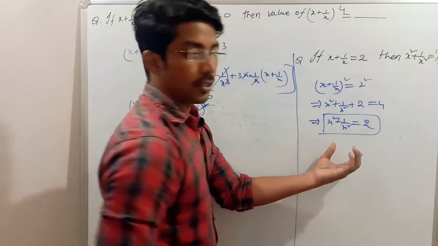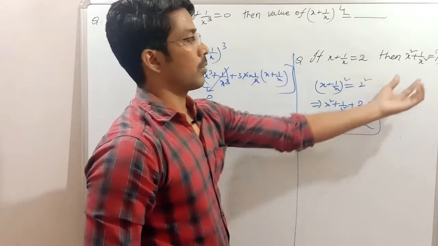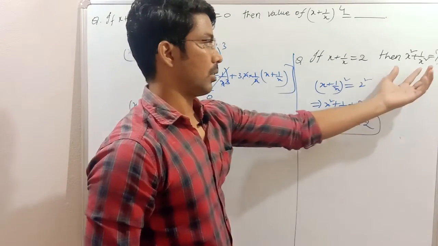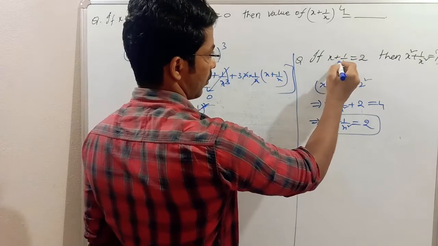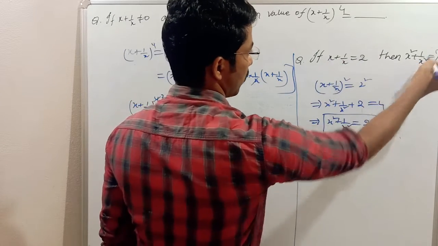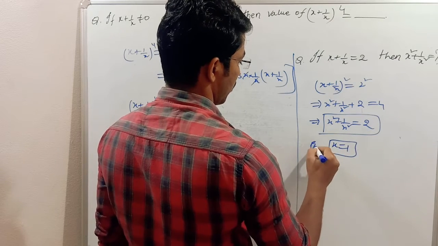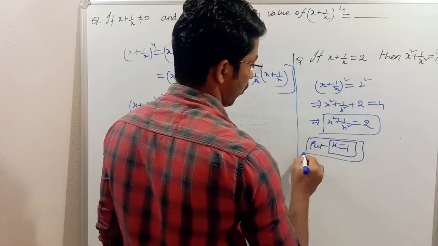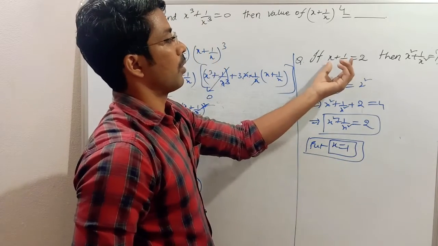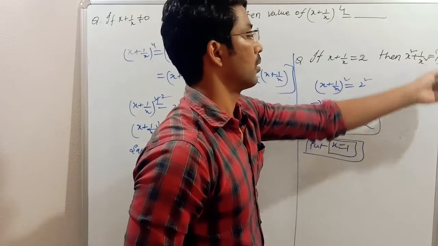This is the traditional method, but in the exam, in order to find the value of x square plus 1 by x square within 2 seconds, observe the shortcut here. Put 1 in place of x. 1 plus 1 is equal to 2, and here 1 plus 1 is equal to 2. So the x value is 1. Put the x value as 1, then you get the value: 1 plus 1 is 2. So the value of x square plus 1 by x square is 1 plus 1, equal to 2.